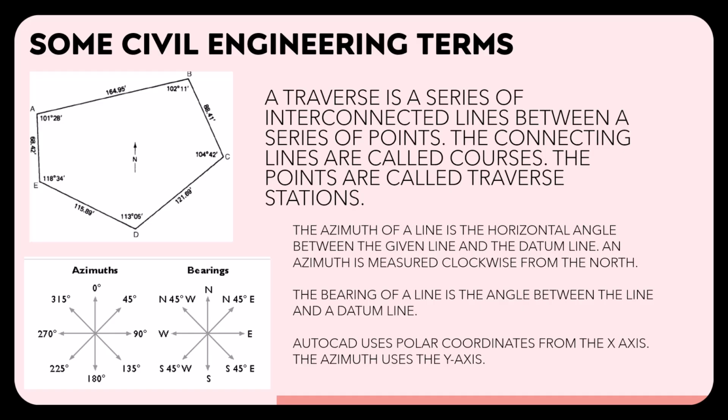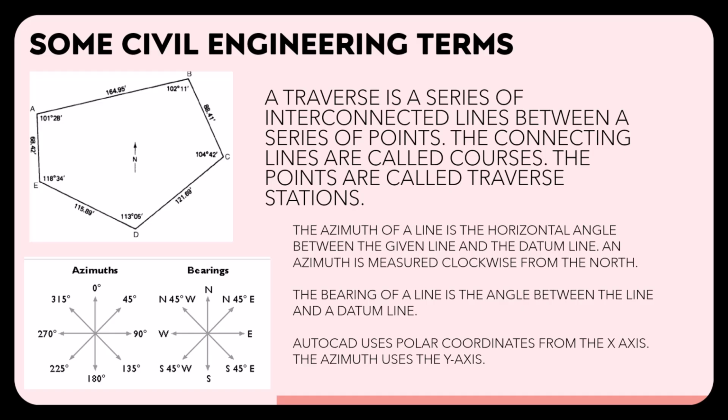Our first assignment in the class is to create a traverse. A traverse is a series of interconnected lines between a series of points. The connecting lines are called courses. The points are called traverse stations. The azimuth of a line is the horizontal angle between the given line and the datum line. An azimuth is measured clockwise from the north. The bearing of a line is the angle between the line and a datum line.